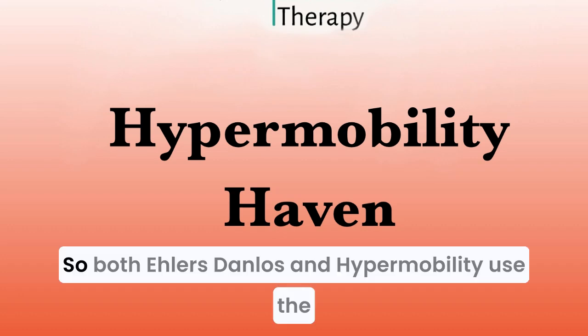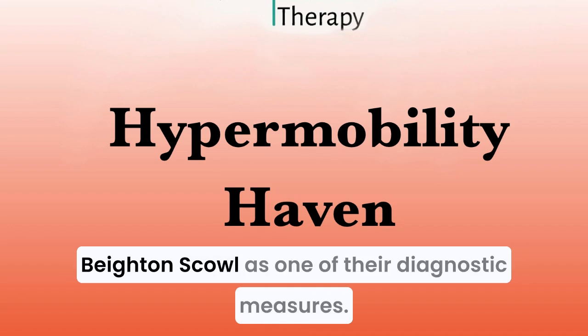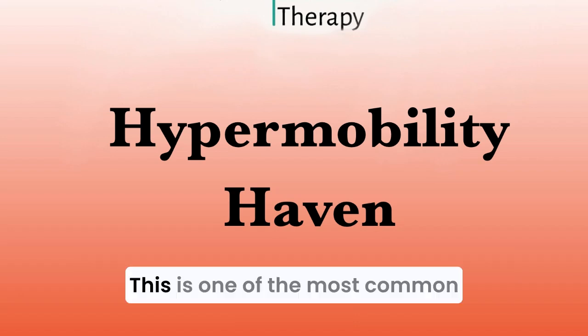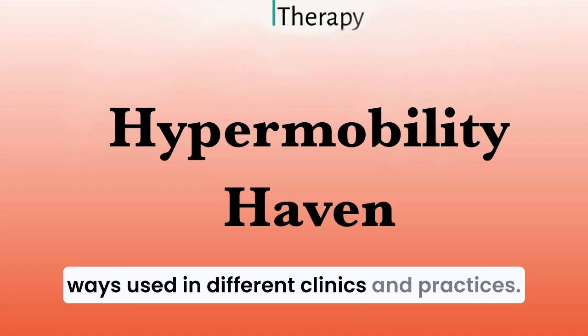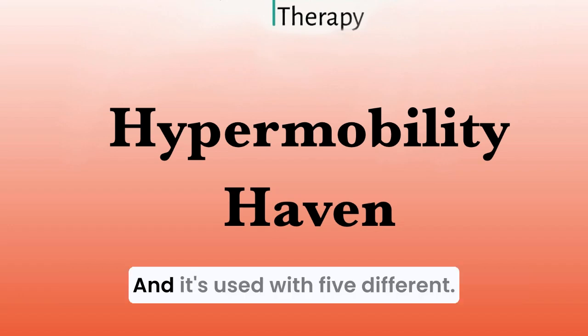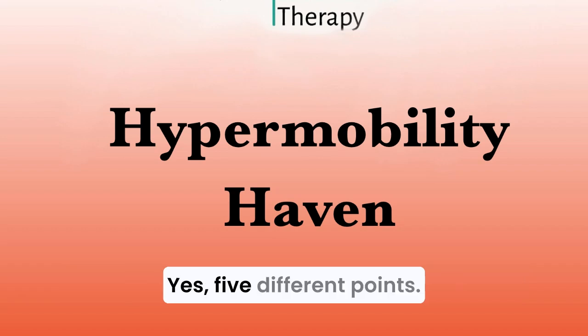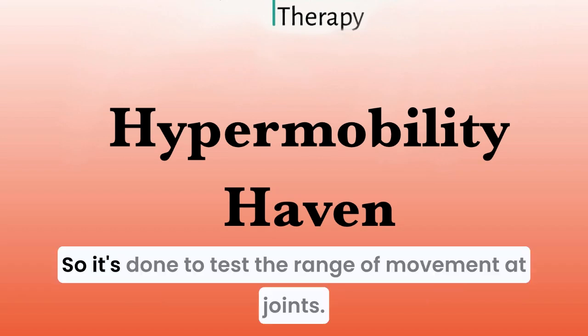So both Ehlers-Danlos and hypermobility use the Beighton scale as one of their diagnostic measures. This is one of the most common ways used in different clinics and practices, and it's used with five different points. So it's done to test the range of movement at joints.